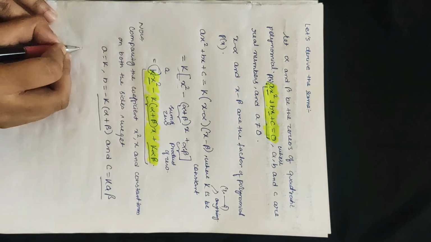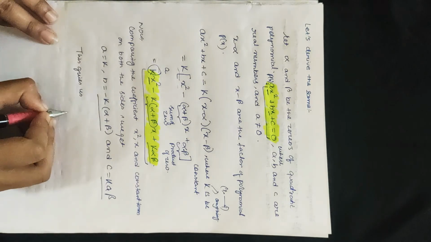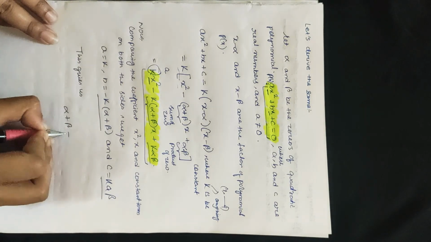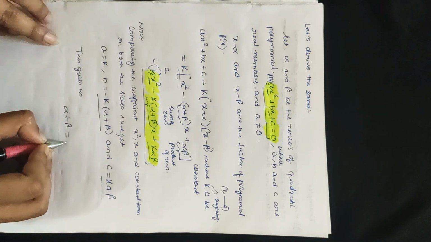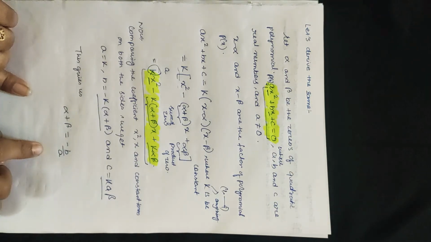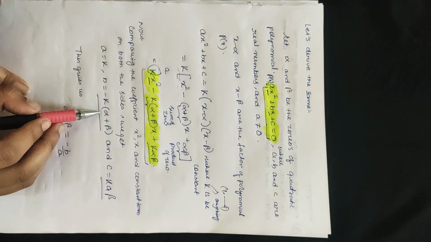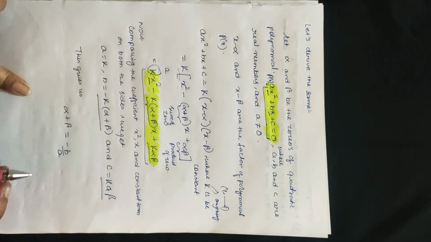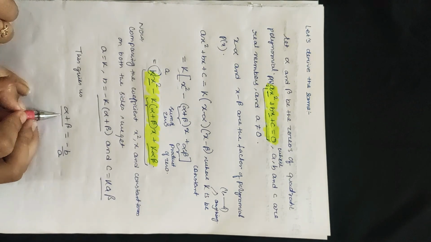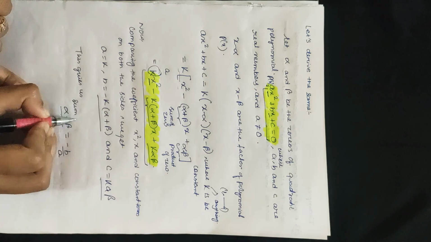So what can we say? This gives us alpha plus beta is equal to minus b by a. So alpha plus beta gives us minus b by a, which is actually the sum of zeros.